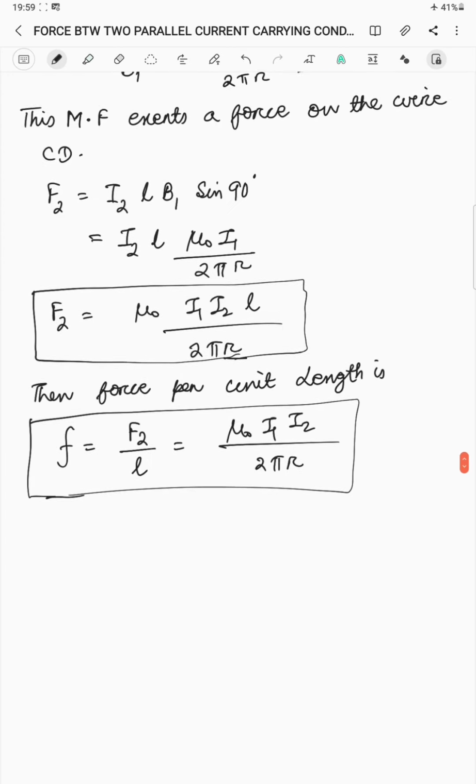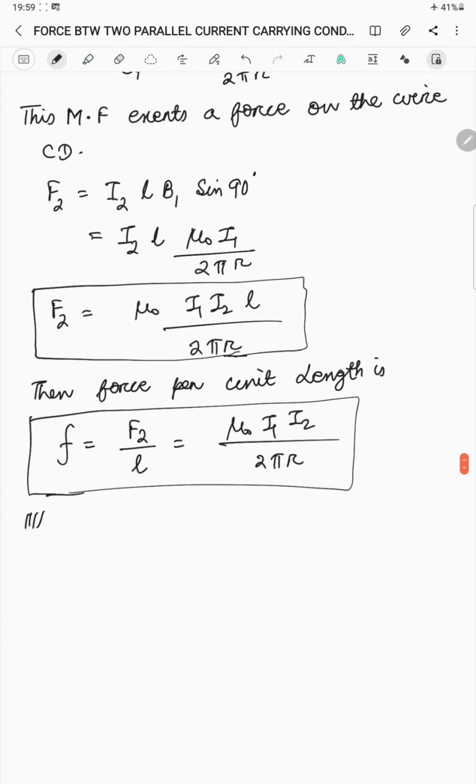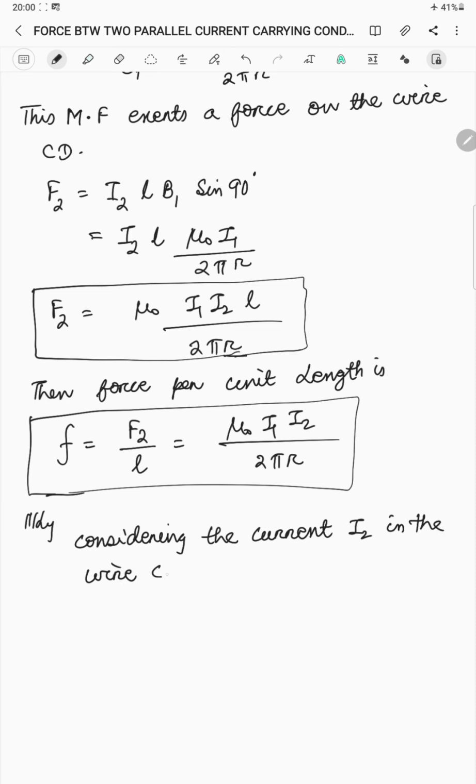So let us find out. Similarly, we can write, considering the current I2 in the wire CD, the magnetic field B2 will be how much? Mu naught I2 divided by 2 pi r. And what about the direction? It will be dot. Okay.